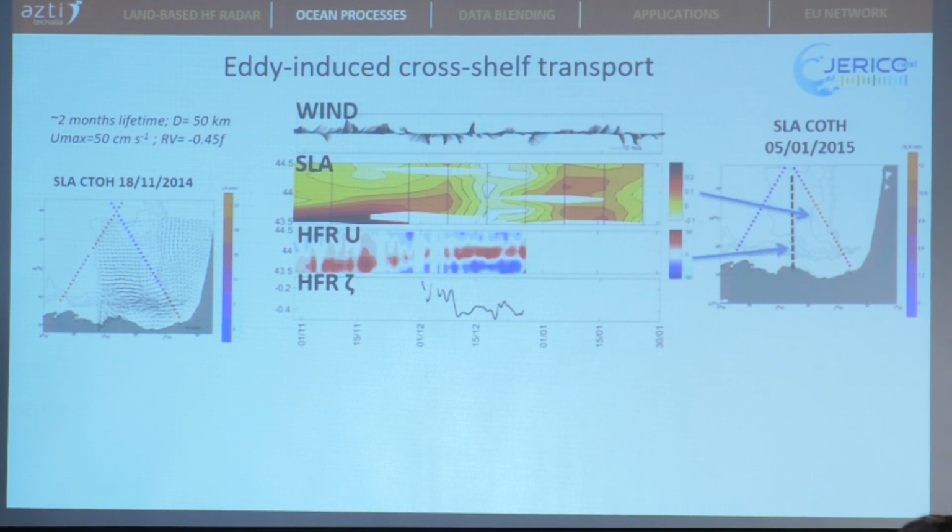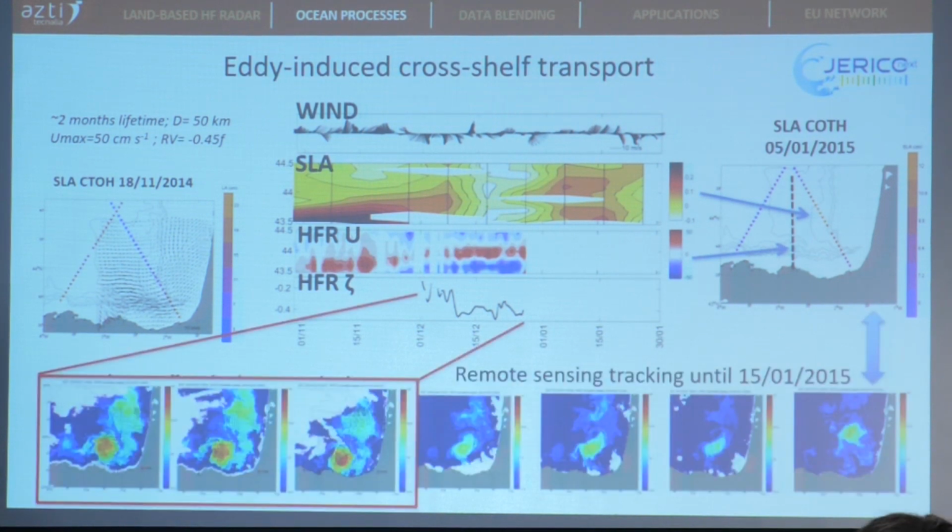So here what you can see is that in the SLA data from this track, we can see the intensification of the current that we see also in this section from the radar data, the intensification of the eastwards current that led to the generation of the eddy that we can see here in terms of vorticity and also in currents.